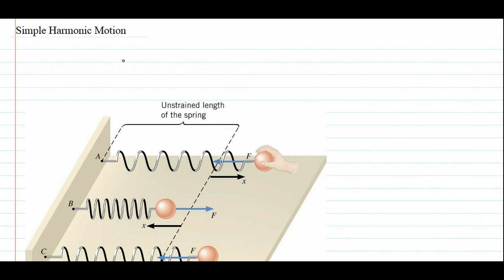Hello, and welcome. Today we're going to be talking about simple harmonic motion, which is often abbreviated as SHM. Simple harmonic motion is just any type of periodic or repetitive event or cycle.